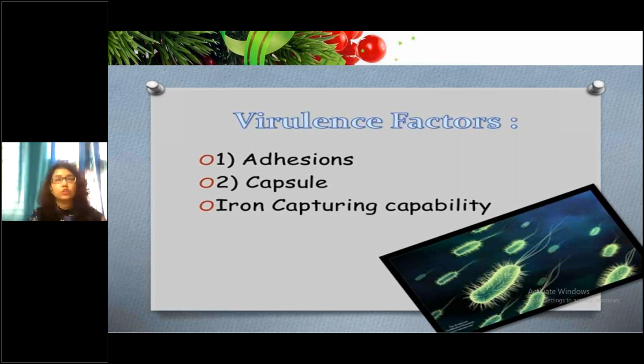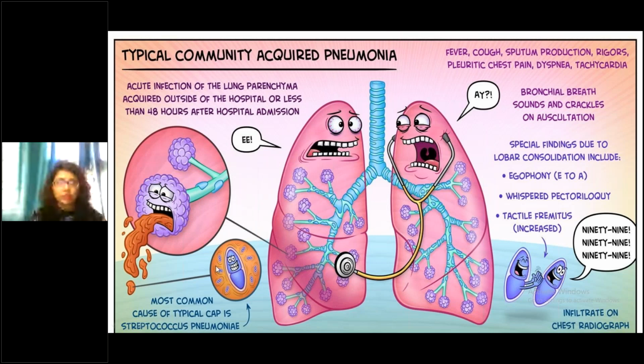So typically, community acquired pneumonia is an acute infection of the lung, acquired outside of a hospital or less than 48 hours after hospital admission. There can be many causes of community acquired pneumonia, out of which Streptococcus pneumoniae or pneumococcus is the commonest one. There can be pleuritic chest pain, fever, dyspnea, tachycardia, bronchial breath sounds and crackles on auscultation, and these things are seen in community acquired pneumonia.